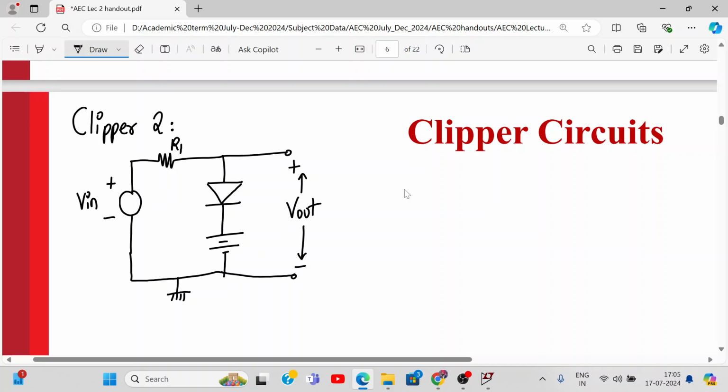And we need to plot all the things for this circuitry. This is diode D1 and this battery voltage is VB. Let's say the voltage across diode D1 is 0.7 volt and this battery is 1 volt. So VB is 1 volt and VD1 is 0.7, or VD on, the on state voltage of the diode when it is on. All right, let us start.